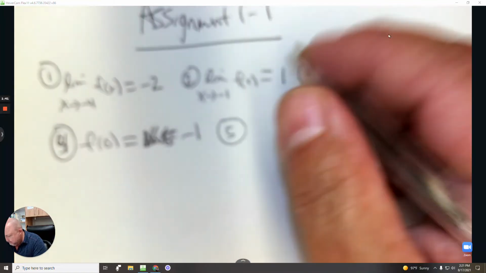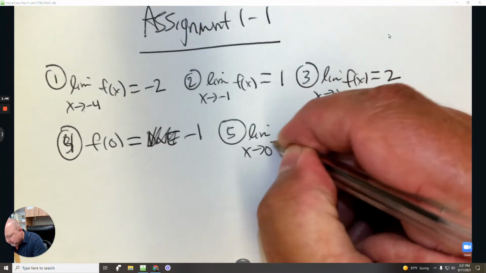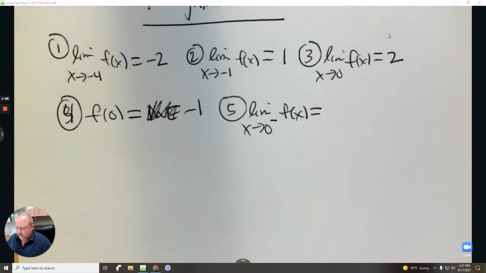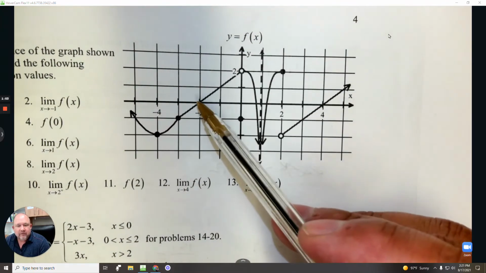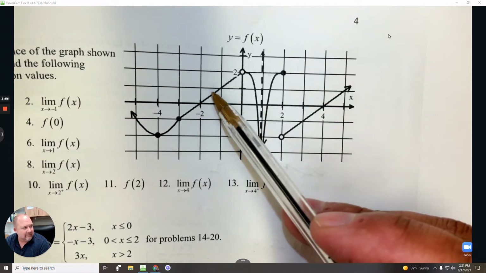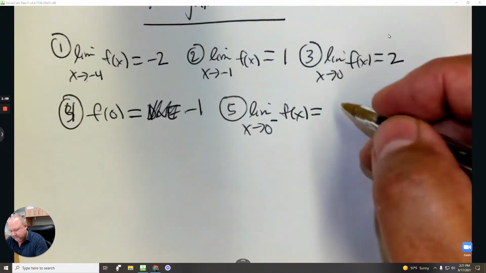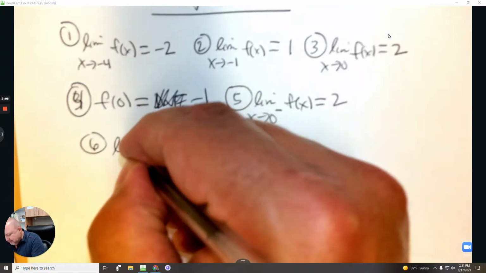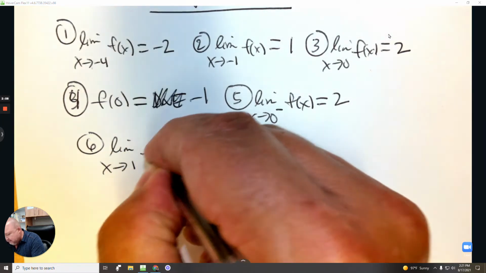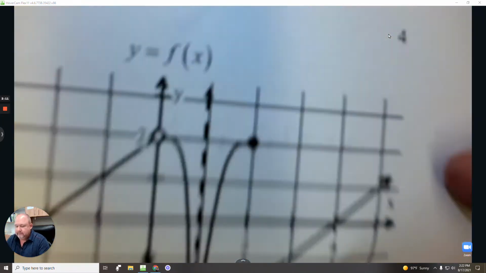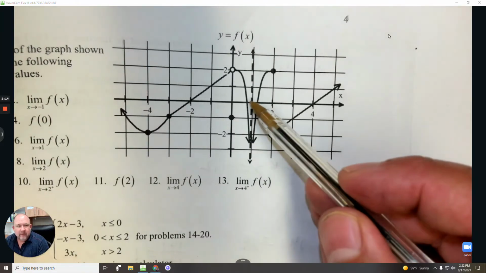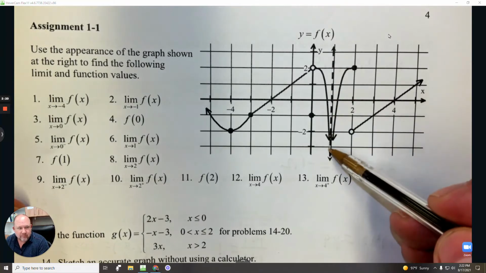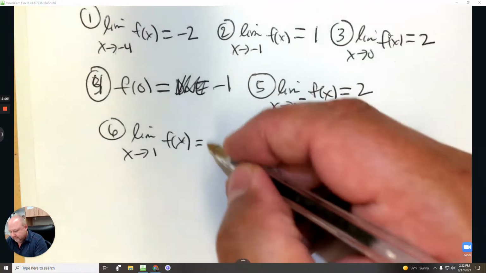Number 5, the limit as x approaches 0 from the left. So as x approaches 0 from the left, the answer is 2. Number 6, what is the limit as x approaches 1 of f at x? There is 1. There's an asymptote. So at an asymptote, the limit doesn't exist.